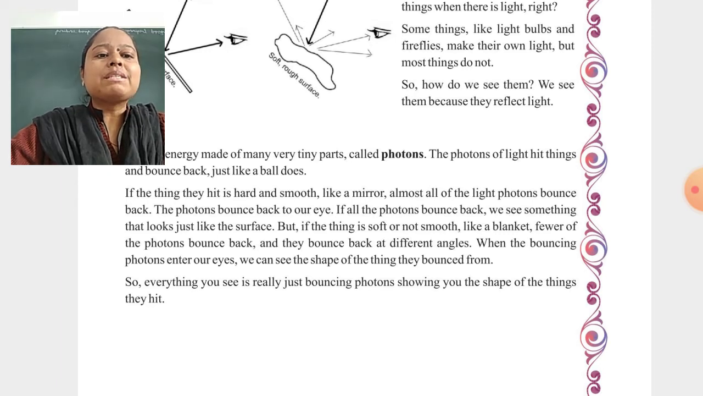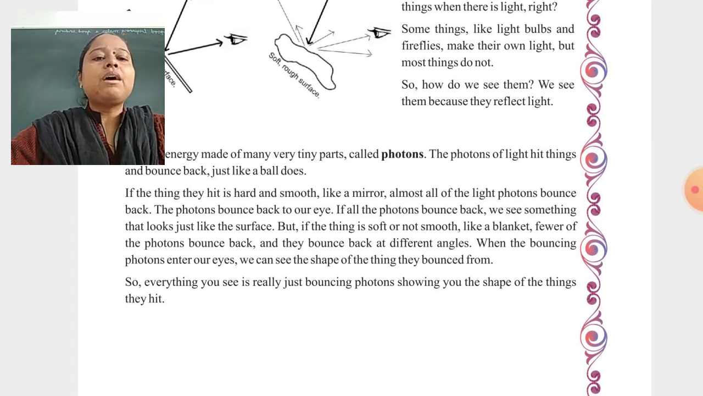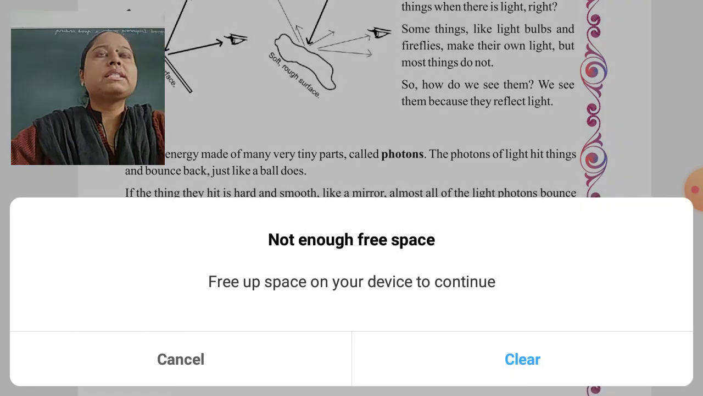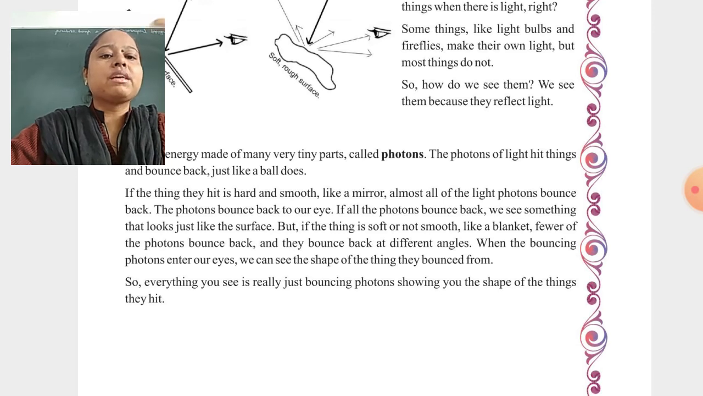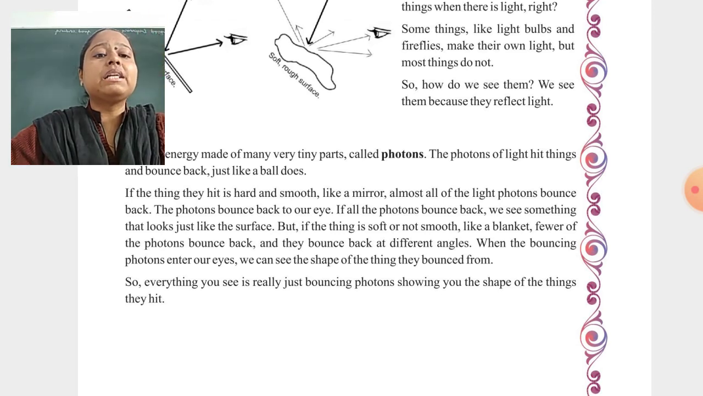If all the photons bounce back, we see something that looks just like the surface. When all the tiny particles bounce back and reflect to our eyes, we see the things just like the surface, how they look. That way we can see the things. Suppose a wall, now a wall is straight. So we are able to see that there is a wall surface, because all the tiny particles bounce back.